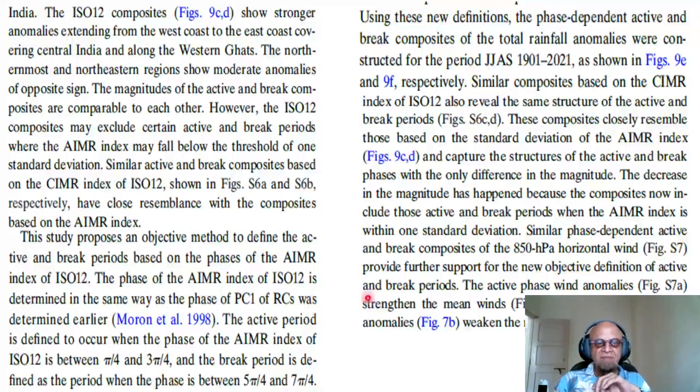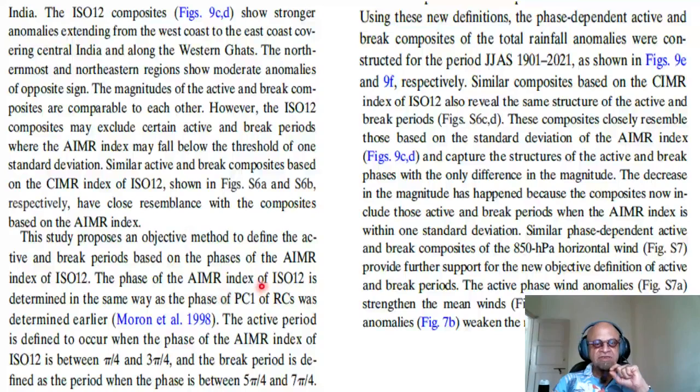Similar active and break period composites based on the CIMR index of ISO 12, so central Indian monsoon rainfall, as shown in supplementary figures that we will not look at, have close resemblance with the composites based on the all India monsoon rainfall index. So you are choosing different regions to argue different points or argue for differences.